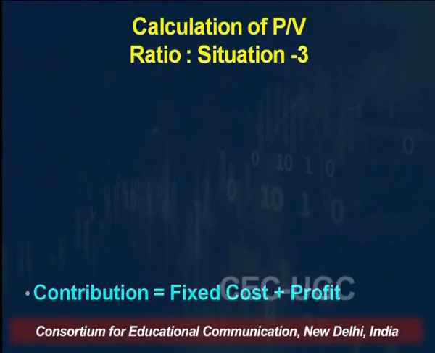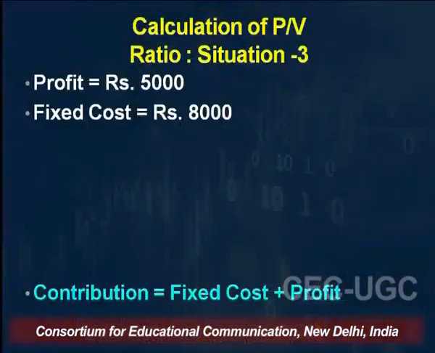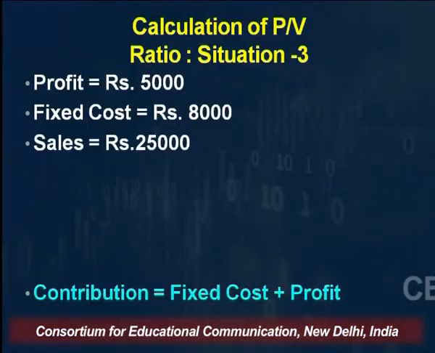Now moving on to the situation number 3. Here, before proceeding with the question, I am telling you the learning point. Learning point will be we will have to define the contribution here. Contribution is equal to fixed cost plus profit. So we are having an assertion that contribution is equal to fixed cost plus profit. Question is giving you profit rupees 5,000, fixed cost rupees 8,000, sales rupees 25,000. So they are giving you these three values: profit, fixed cost and sales.